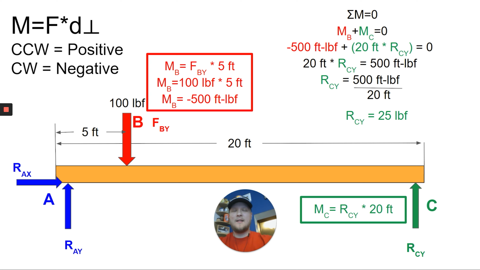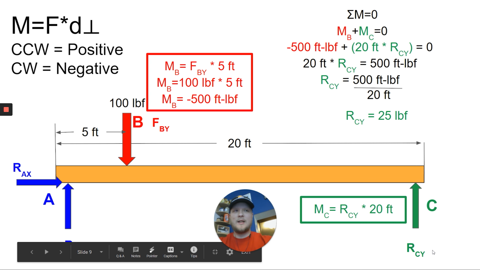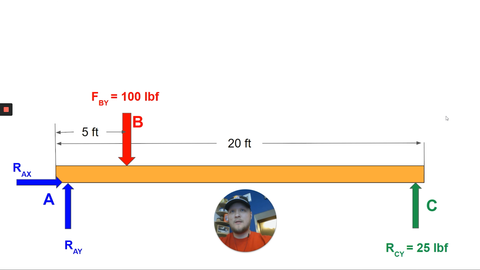Now that I have that piece of information, I need to update my free body diagram here and label what RCY equals. So I have RCY, I have FBY, I don't have RAY or RAX. So remember, the sum of the moments has to equal 0, the sum of the forces in the y direction has to equal 0, and the sum of the forces in the x direction has to equal 0. So let's start with y. The sum of the forces in the y direction must equal 0. So that means RAY plus FBY plus RCY all have to equal 0.